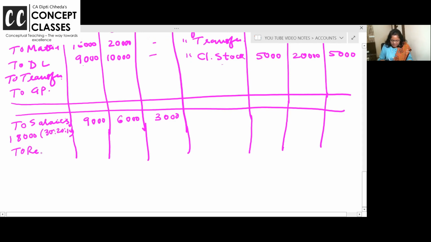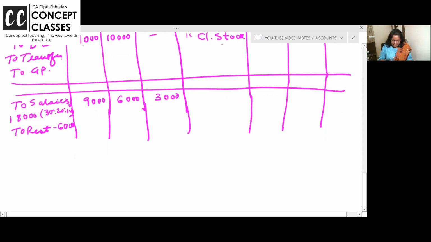Next is rent. Rent is how much? 6,000. And that will be according to the area. Area is 2,500 square feet, 1,500 square feet, and 1,000. I'm just writing in brief the ratio. 25 plus 15 plus 10.